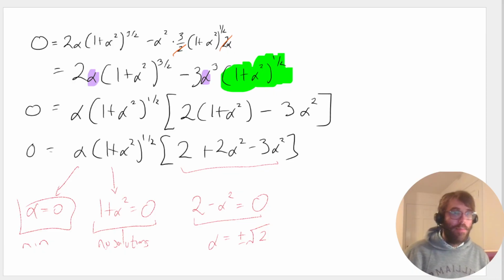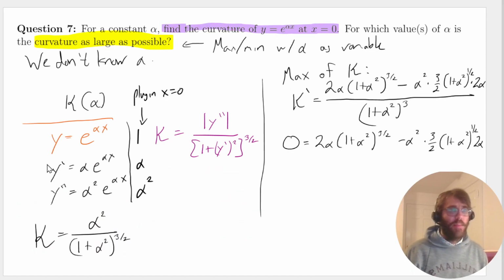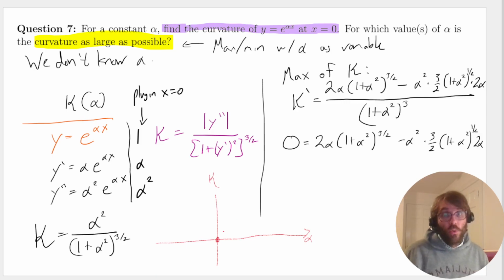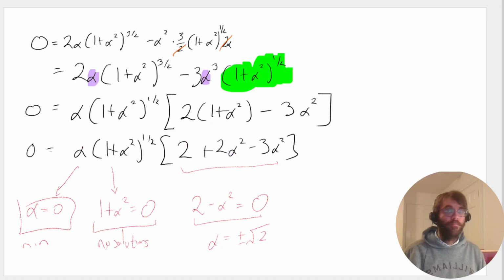Well, it turns out that's going to be the maximum, in large part because we can see the shape. We know that if I were to graph kappa against alpha, we start at 0, but it's also what's the limit as you go out forever. As you get to infinity, the numerator is alpha squared, and the denominator is alpha squared to the 3 halves, which is an alpha cubed. The denominator wins. Our graph has to look like this, and it's symmetric. So there has to be a maximum. That maximum happens at root 2. E to the root 2 x is what's giving us our maximum curvature at 0 here.